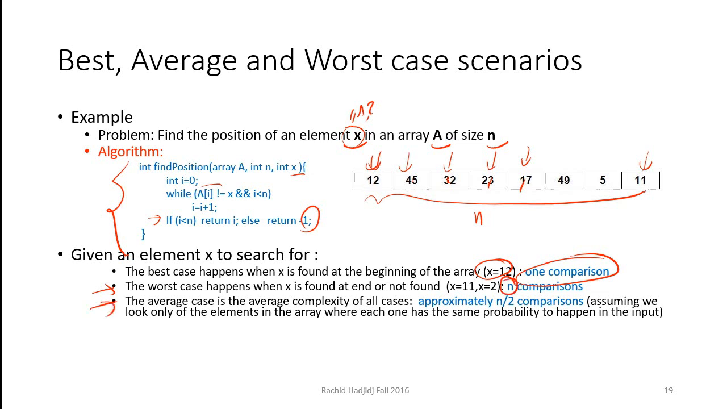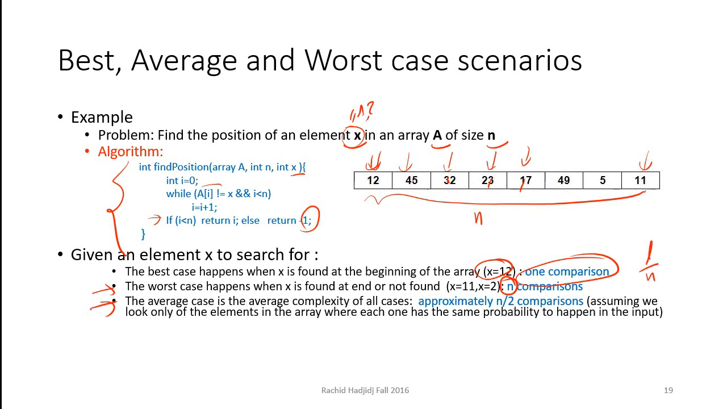And the average case scenario is the average of all possibilities. And this is a little bit tricky to compute because you need to know what is the probability distribution of your input. Now, if we assume that we're going to be looking only for the values which are in the array, so we're going to be looking just for 12, 45, 32, up to 11, we're not going to be looking for anything else. Well, in this case, if we assume also that the probability of occurrence of each one of these values is equally likely to happen, means it's like kind of a uniform distribution. So the probability is going to be 1 over n for each one of them.